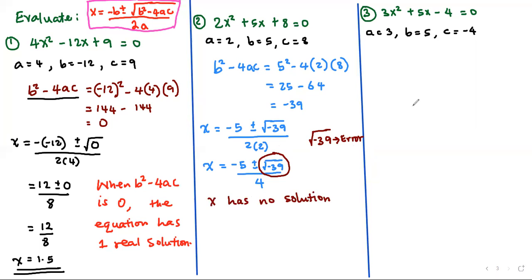So our conclusion in this part should be that when b squared minus 4ac is negative, then the equation has no real solution.